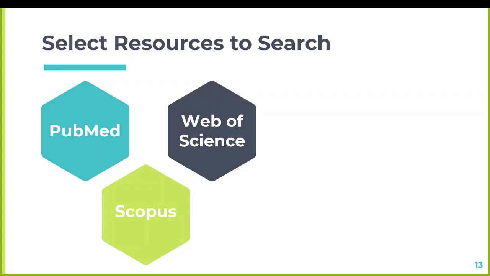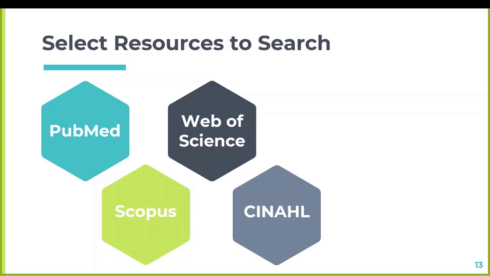Our next database is CINAHL, and this is a nursing and allied health literature database with over 6 million records. It's an intermediary to advanced skill set, and you can use it to search for keywords or phrases, and then this can include subject headings and some field tags.